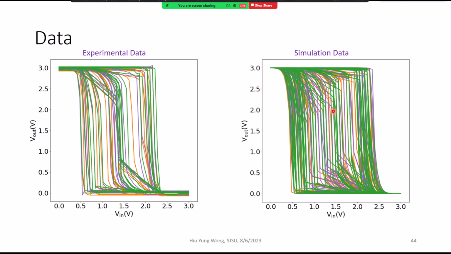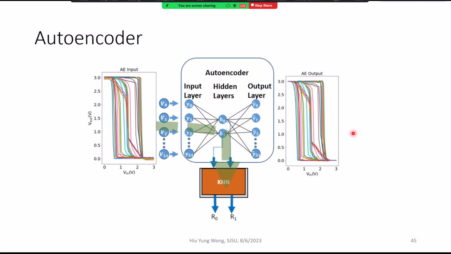And we do the simulation. We create a lot of data on the right. So we use the same approach. We input the curve and then let it extract the hidden variable, the contact resistance R0 and R1, right? Again, this is an autoencoder. We train it so that the output and input are the same. And then the middle one will encode the most important information, R0 and R1.